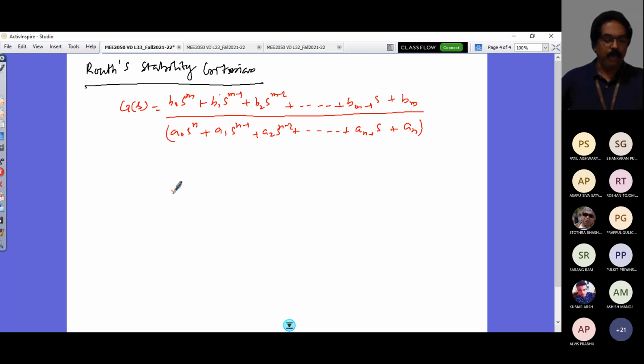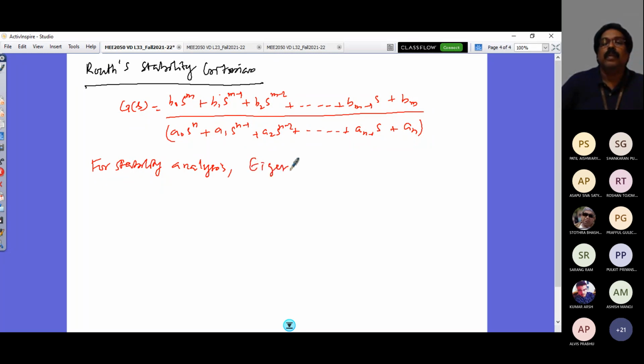In this, the denominator polynomial is what is called the characteristic polynomial. So what will happen for stability analysis? For stability analysis, you have to use what is called eigenvalue analysis. So eigenvalue problem solving is where your input is 0.